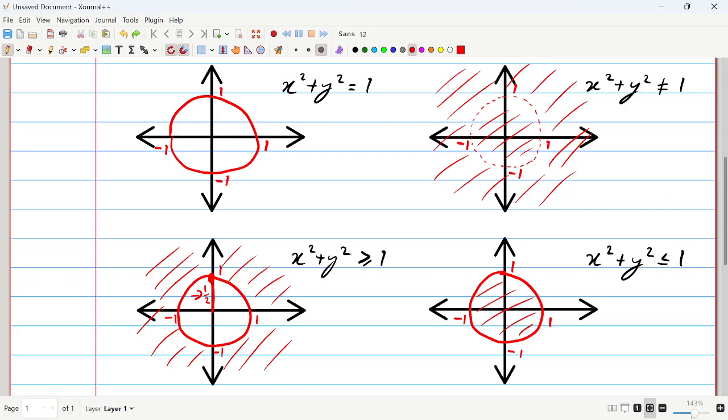So that is why we shaded the inside of the circle. This is important information for when we are actually sketching, because we are going to be sketching the domains of the functions as well for the two variable functions. Let's get straight into the first example.